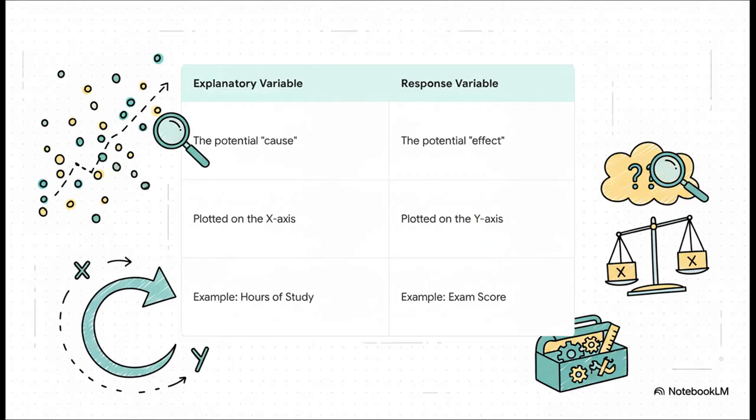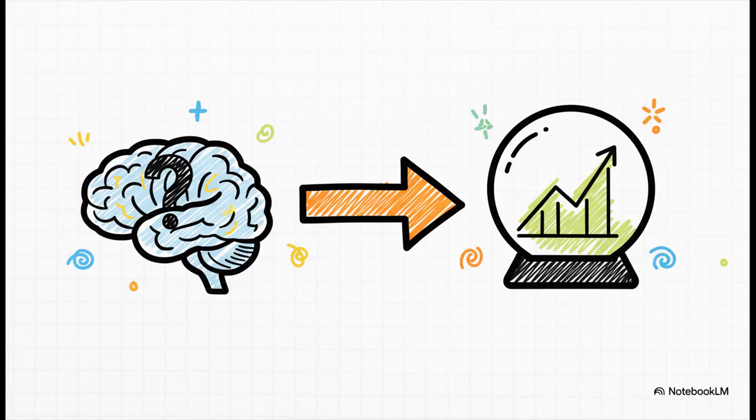And here's a super simple way to keep them straight. The explanatory variable, our potential cause, always goes on the bottom of the graph, the horizontal x-axis. The response variable, the effect, goes up the side, on the vertical y-axis. So if we're looking at studying, the hours of study goes on the bottom, and the exam score you get is the response that goes up the side. Simple as that.